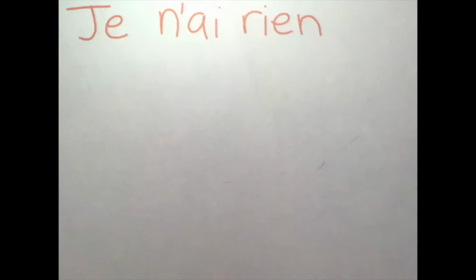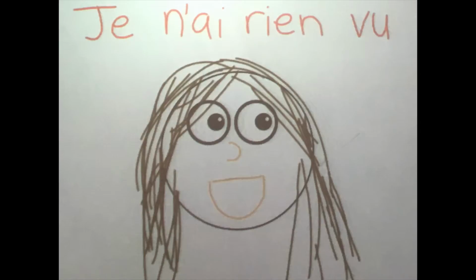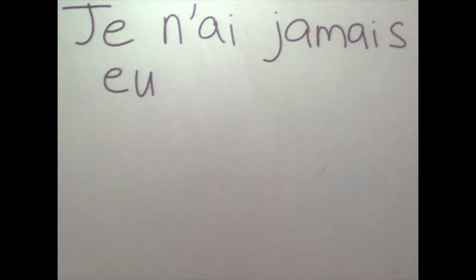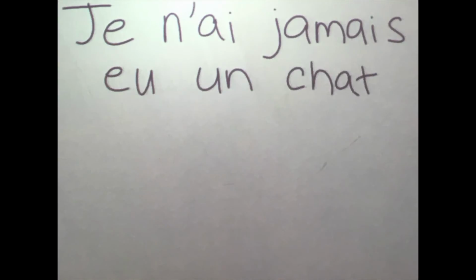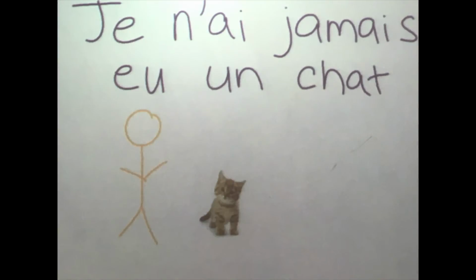If you want to use nothing, you can say ne rien. I didn't see anything. Je n'ai rien vu. If you're using never, then you use ne jamais. For example, I never had a cat. Je n'ai jamais eu de chat.